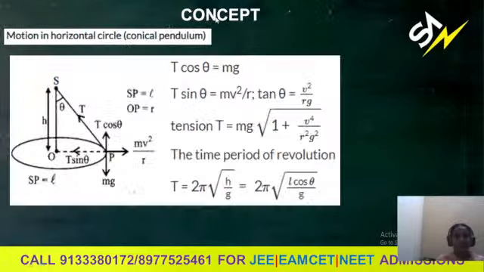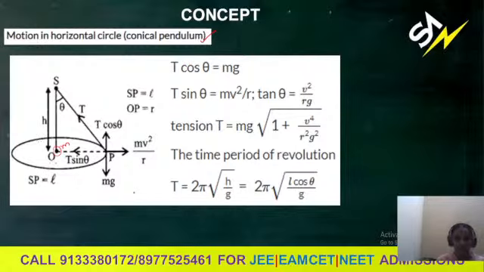Next one, our next concept is motion in a horizontal circle, which means the conical pendulum. A conical pendulum describes horizontal circular motion. Here the bob, of mass m, is connected to a string and is describing horizontal circular motion.